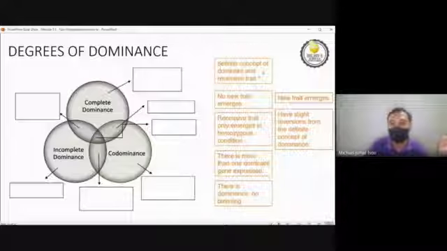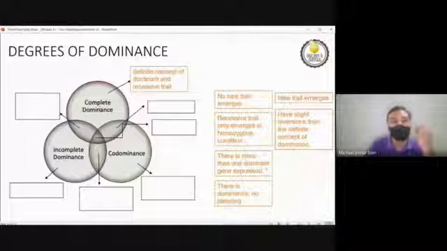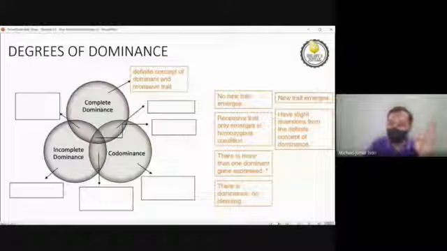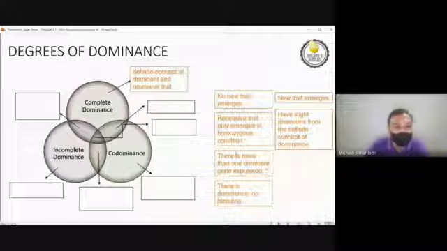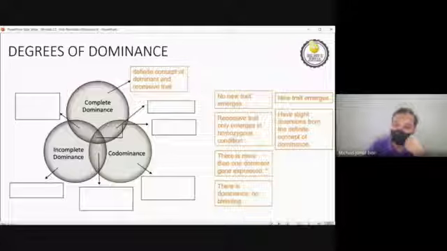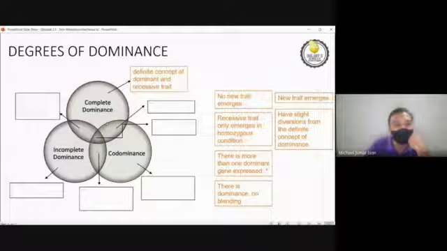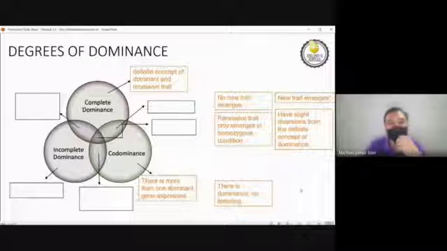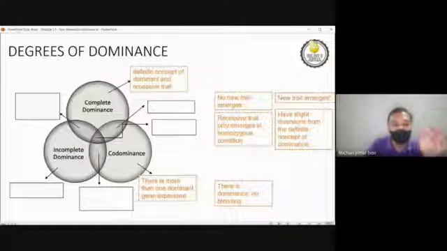Okay, you should put that here. It's a complete dominance. There is indeed a definite concept of dominant and recessive traits. So only two alternatives. How about the next one? There is more than one dominant gene expressed. So which one of these three will be characterized by more than one dominant gene expressed? What do you think? Okay, the answer to that is, of course, codominance. So again, codominance, more than one dominant gene would be expressed.